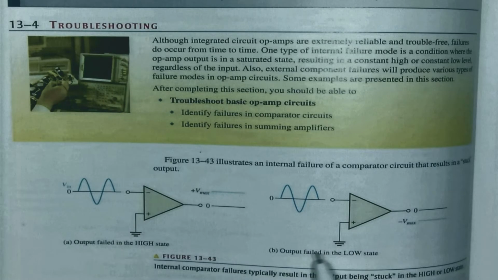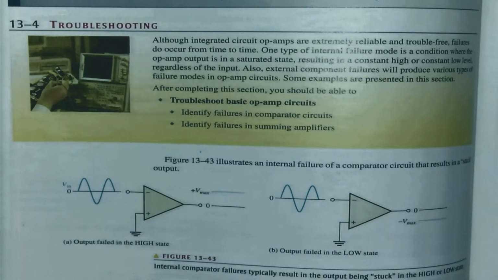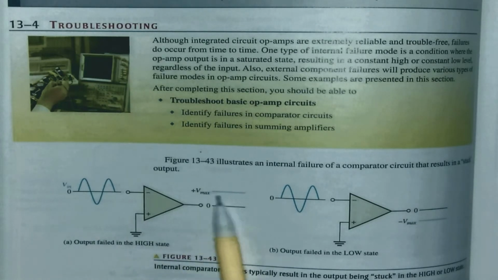The next one is also a comparator, with an input signal. That means the output should look like what? It should look like a square wave, 180 degrees out of phase, and it will go to the maximum values. But now it won't. There's something wrong. Same here. Here the output failed in the low state. That is comparators. And this one failed with the output in the high state.